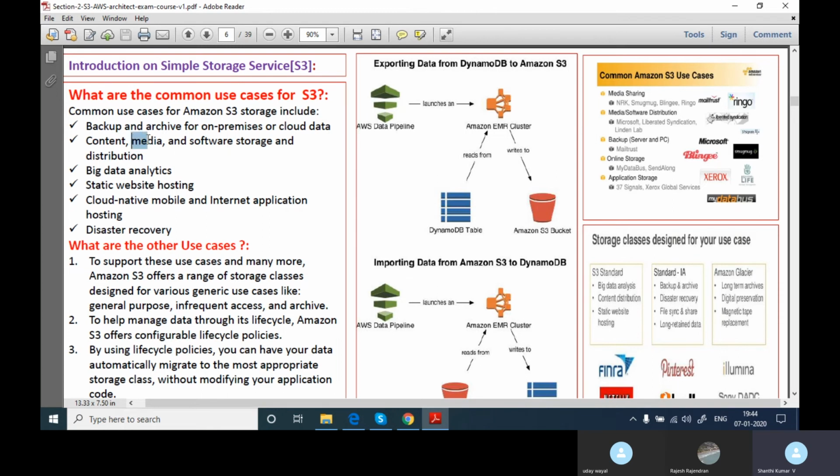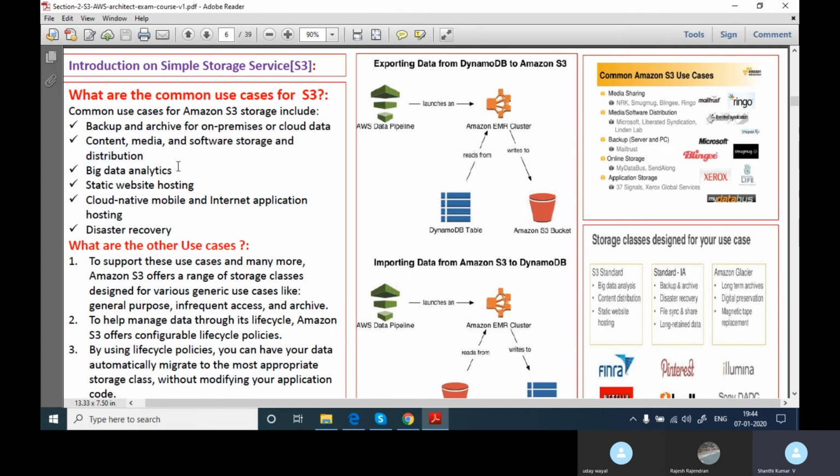Then media is nothing but like YouTube channel or Netflix or Prime Video, such kind of things. For streaming purpose, you can use it. Then software storage is our backups of the databases and backups of any kind of files related to the software architecture. And distribution is like you have files, you want to distribute through URLs for download purpose instead of sending through emails or something like that.